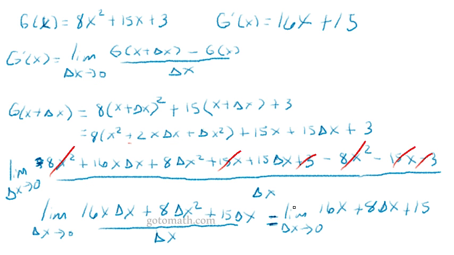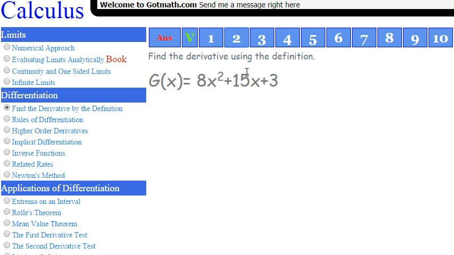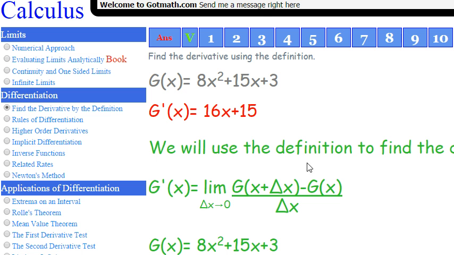So practice that. Right, and there it is, and hit the help button, and of course you'll see it worked out much like how I did it. All right.